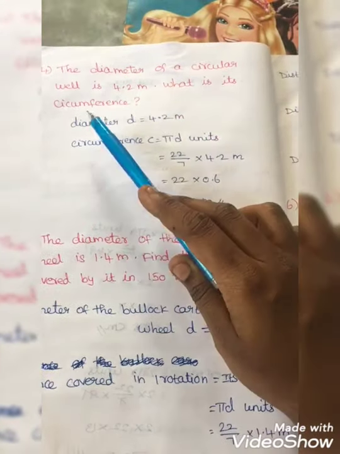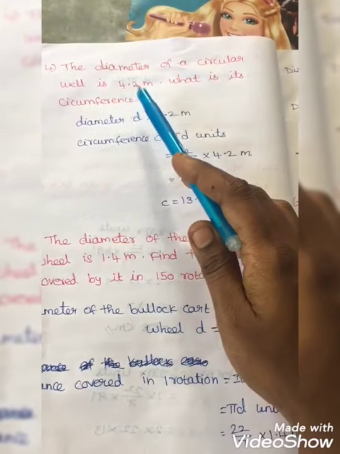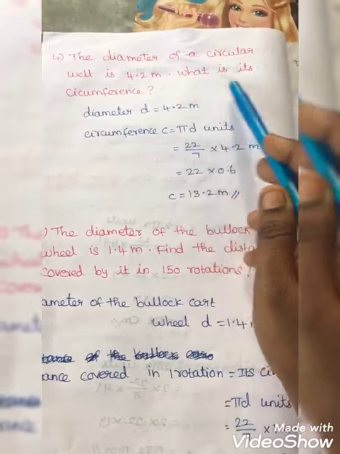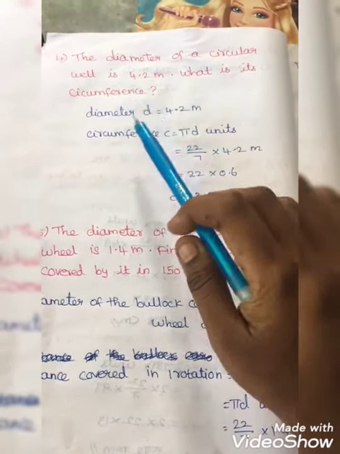Diameter of the circular well. A circular well is given, with diameter 4.2 meter. What is its circumference? The diameter is given, and from that you can find the circumference.